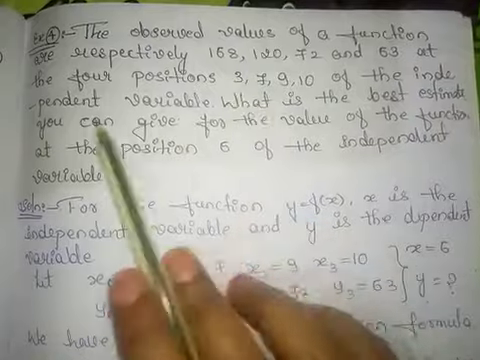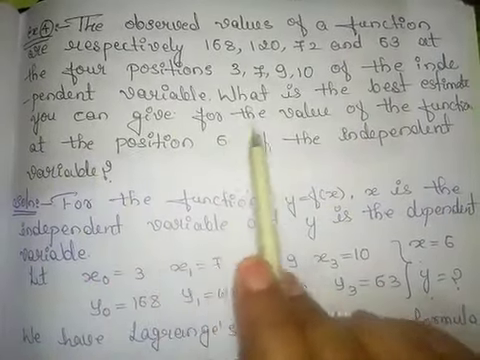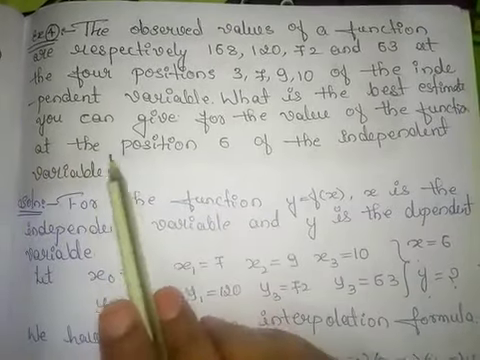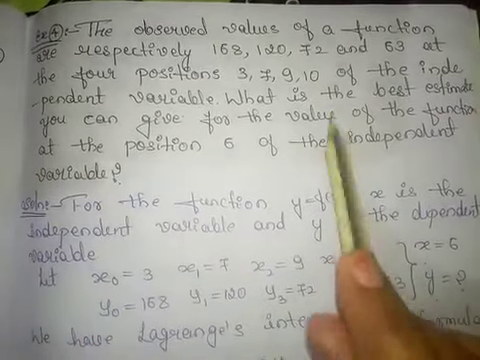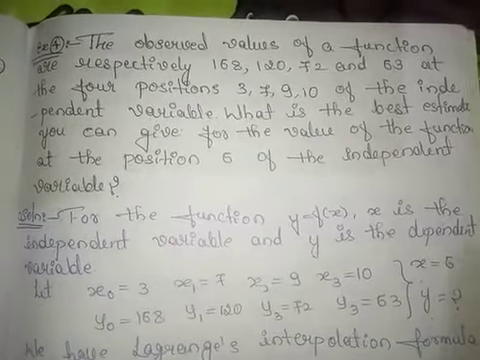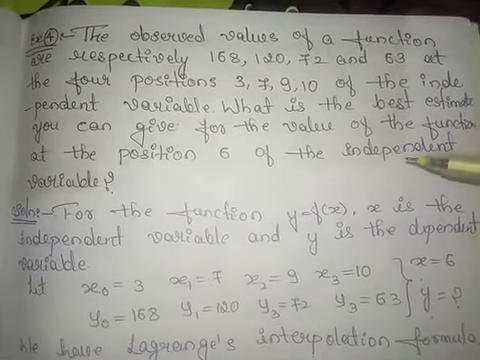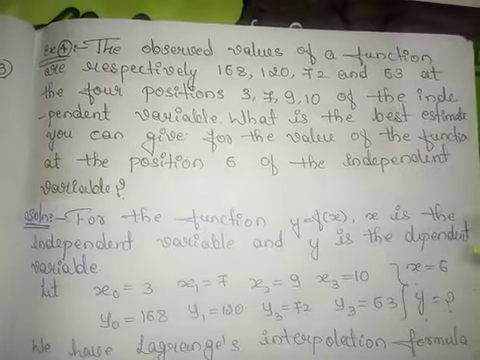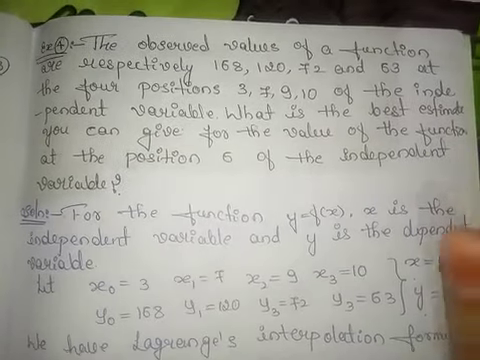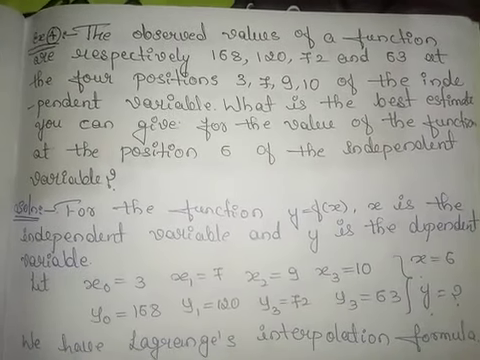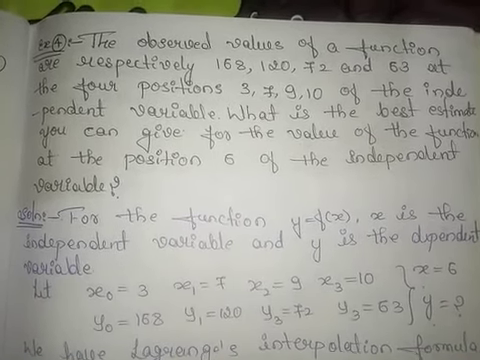3, 7, 9, 10 of the independent variable. What is the best estimate you can give for the value of the function at the position 6 for the independent variable? See, the question is given in a different form, but if you identify what are the values of x, what are the values of y, you will get the answer very easily. To find the value of x and value of y, you must know what will be the independent variable and what will be the dependent variable for the function y is equal to f of x.